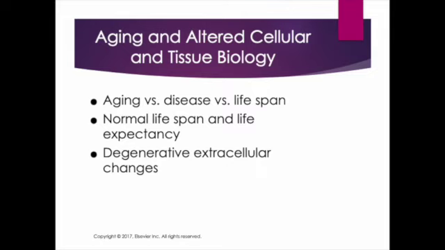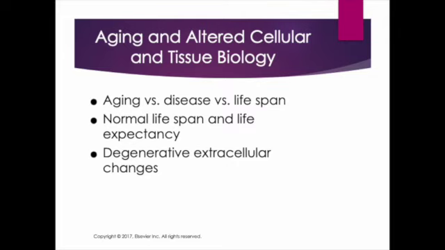Let's think about aging versus disease versus lifespan. Aging refers to the progressive decline in physiological functions over time. It leads to increased vulnerability and decreased adaptive capacity. Disease, however, involves pathologic changes that disrupt our normal cellular and tissue function, and often it will accelerate the aging process. Lifespan refers to the maximum potential duration of life for an individual, whereas life expectancy is the average age that a person is expected to live to.